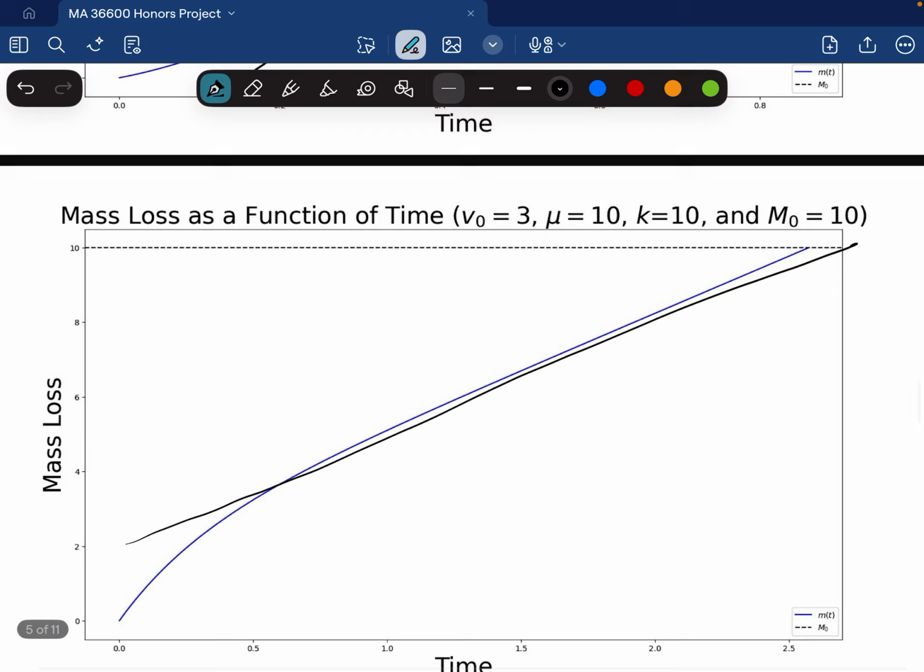One thing to note, once again, is that the little m of t cannot be greater than m naught, because then that means that mass is negative, which is physically not true. So that's why we have this dotted line here, for say m naught being 10. We have the dotted line at 10. And that's why the solution curve abruptly stops, because it's no longer defined.